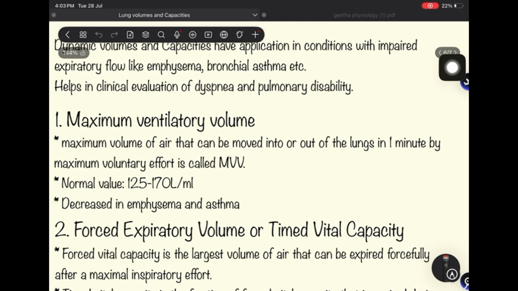First is the maximum ventilatory volume. Maximum ventilatory volume is the volume of air that can be moved into or out of the lung in 1 minute by maximal voluntary effort. The normal volume is 125 to 170 liter per minute and they are decreased in conditions like emphysema and asthma.